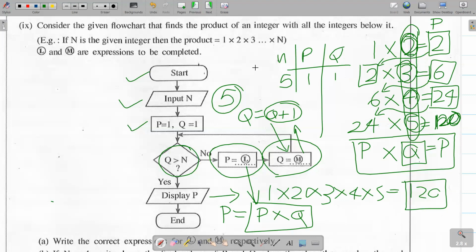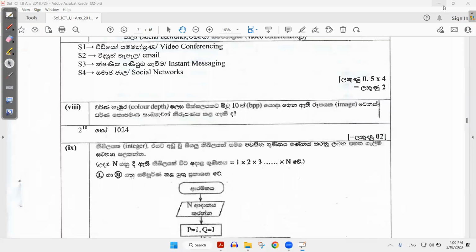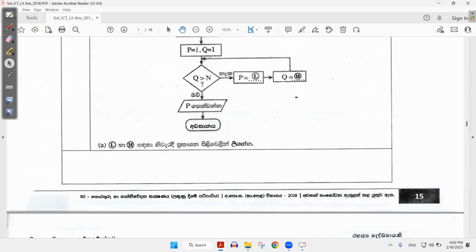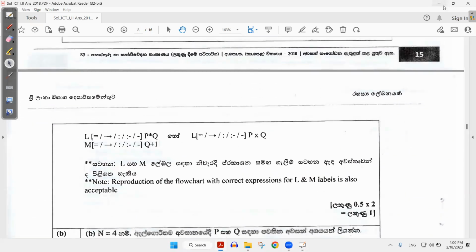Right, okay. So when it comes to the marking scheme, yes, they have given it like this. For L, it's going to be P into Q. For M, it's Q plus 1.